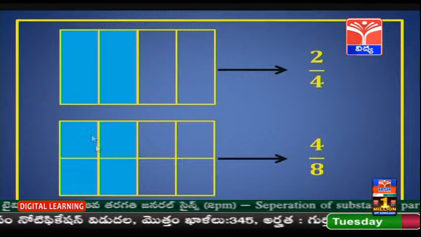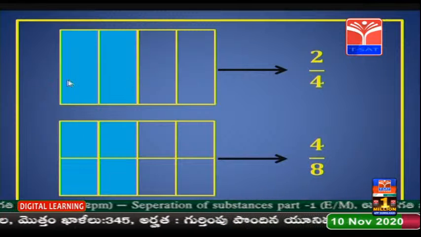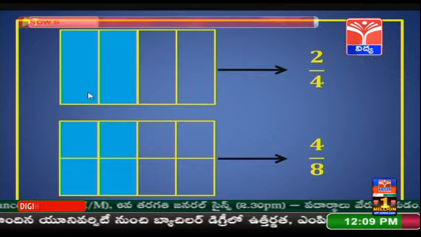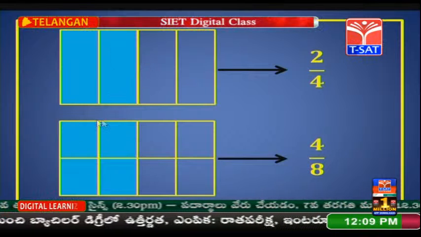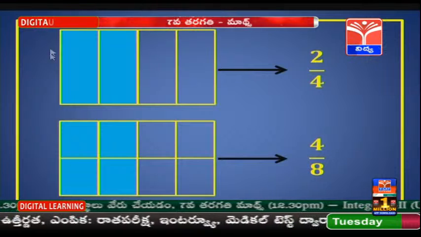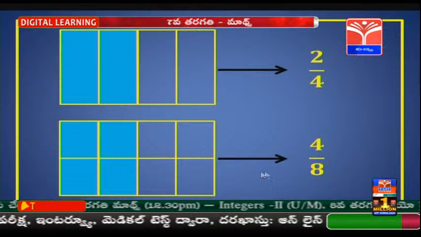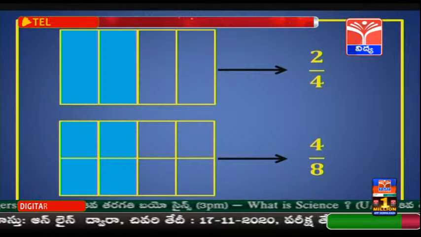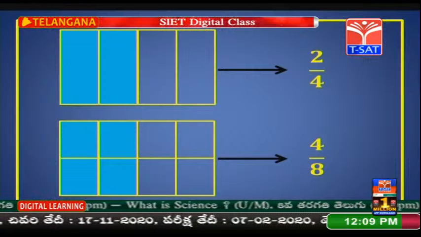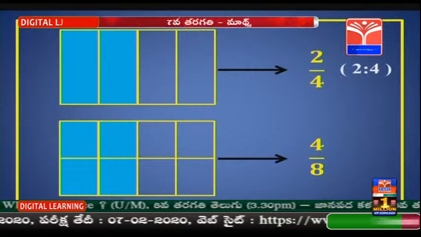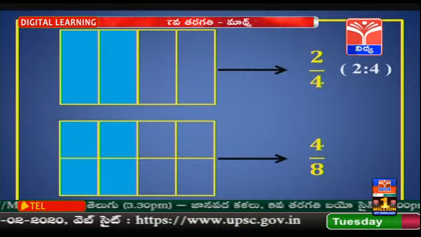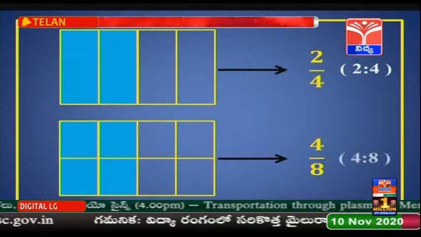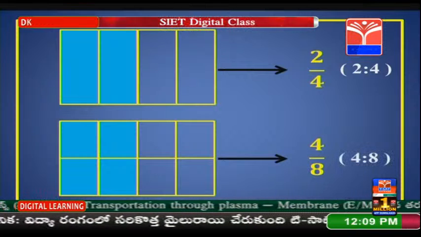Now, children, here the portion or the area which is shaded remains the same. If you notice, here also the same part, here also the same part. This part and this part are equal in area. That means we have shaded the same area. But children, what is the ratio form of 2 by 4? Yes, it is 2:4. And what about 4 by 8, children? That is right, it is 4:8.